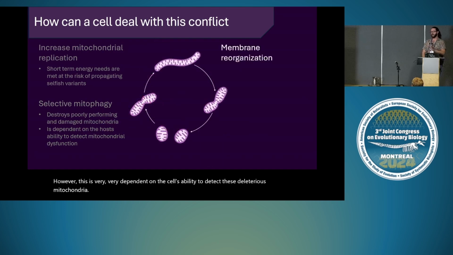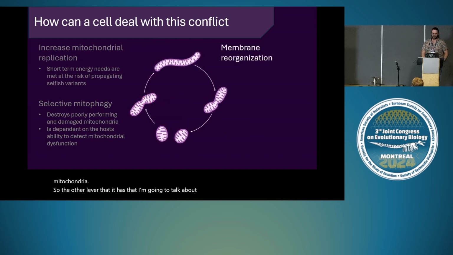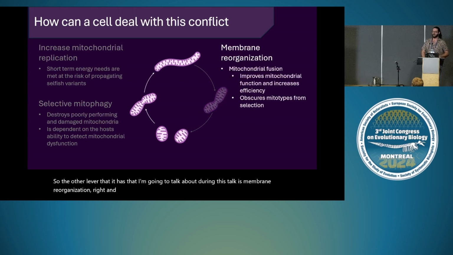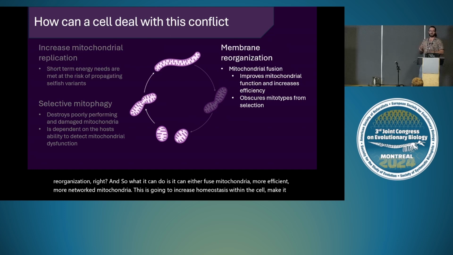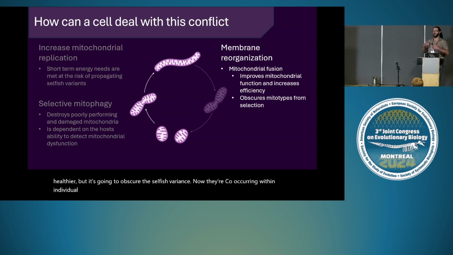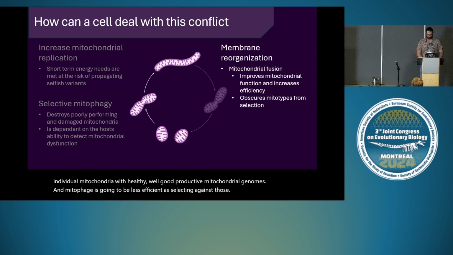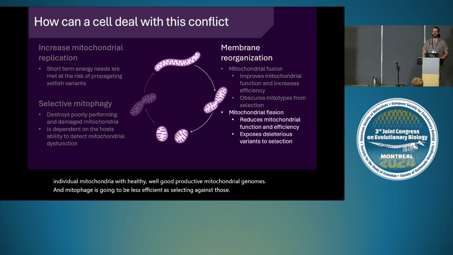And so the other lever that it has that I'm going to talk about during this talk is membrane reorganization, right? And so what it can do is it can either fuse mitochondria, creating more efficient, more networked mitochondria. This is going to increase homeostasis within the cell, make it healthier, but it's going to obscure those selfish variants. Now they're co-occurring within individual mitochondria with healthy, good productive mitochondrial genomes, and mitophagy is going to be less efficient at selecting against those. Alternatively, we can have mitochondrial fission.